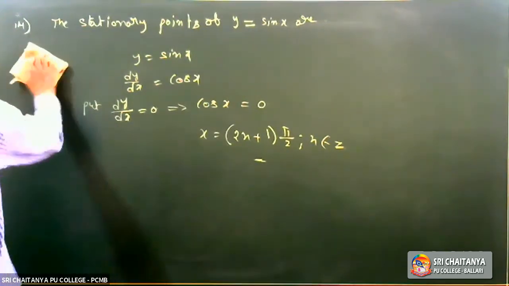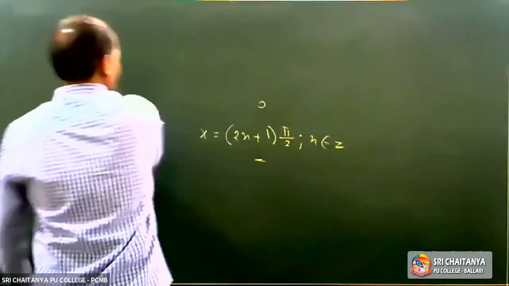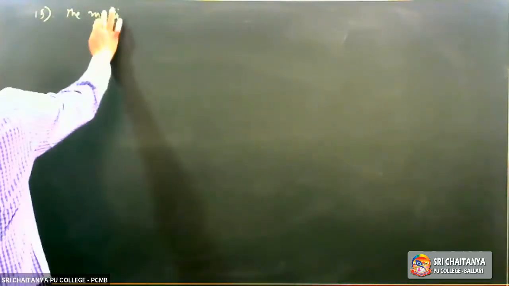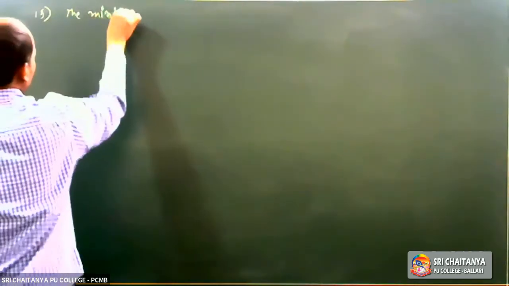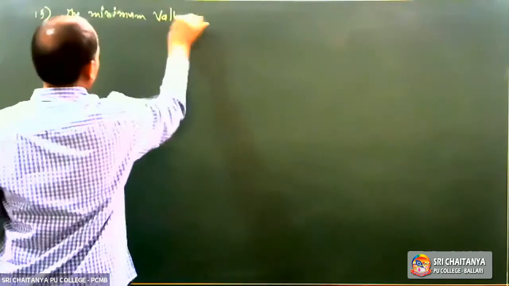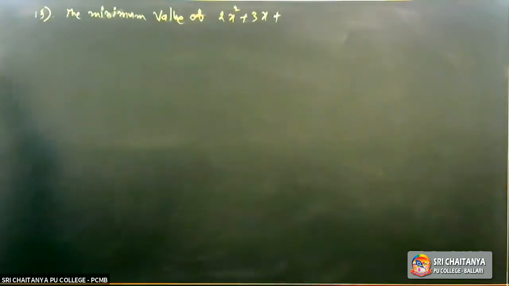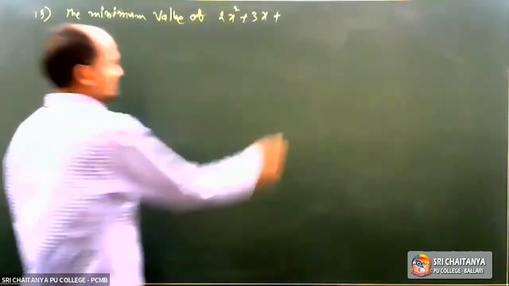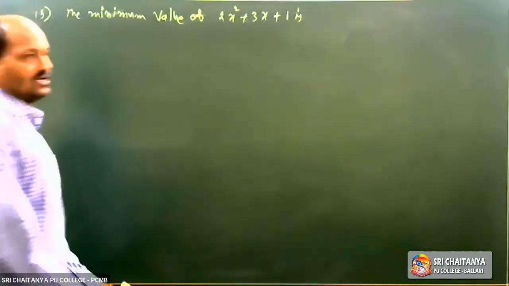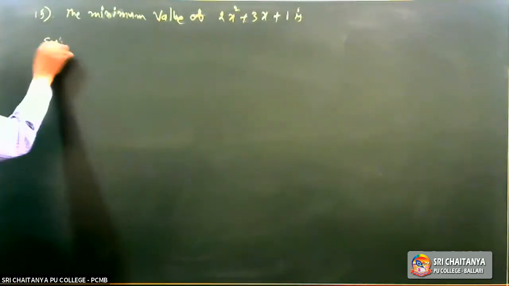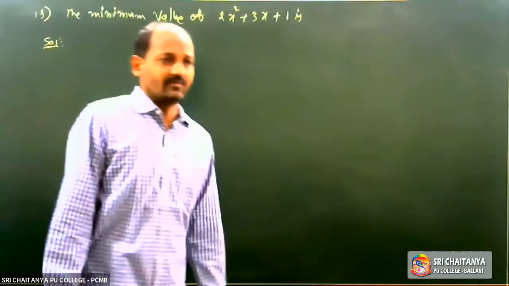The minimum value of 2x square plus 3x plus 1 is. How to identify this minima or maxima?